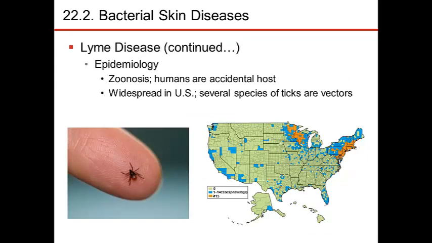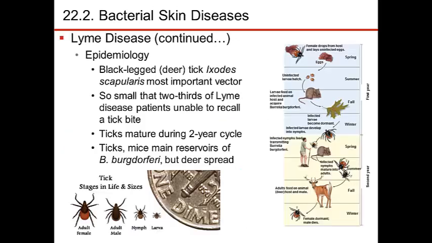Lyme borreliosis is spread by the tick that is visible here in the diagram. Ixodes ticks have larval, nymph, and adult stages. They require a blood meal at each stage of their lives. The risk of infection in a given area depends largely on the density of these ticks as well as their feeding habits and animal hosts.